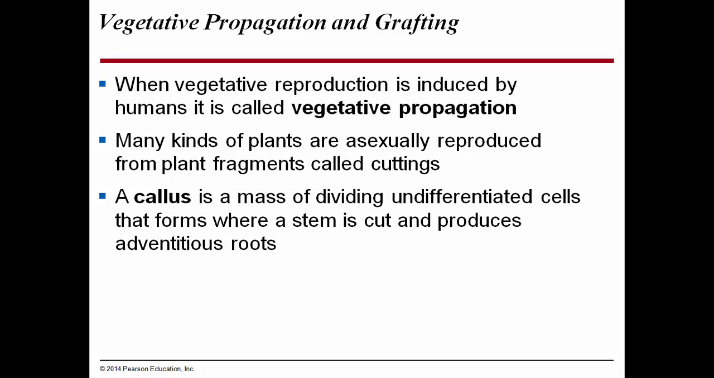Many kinds of plants are asexually reproduced from plant fragments called cuttings. A callus is a mass of dividing undifferentiated cells that forms where a stem is cut and produces adventitious roots. So you can make a cutting off of a plant, and if you treat it in water, particularly with certain hormones, plant hormones can help cause that stem to produce adventitious roots.